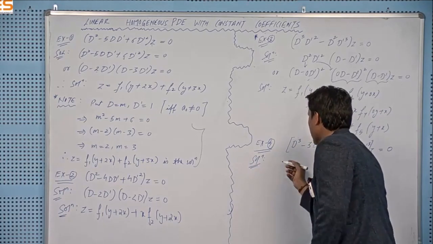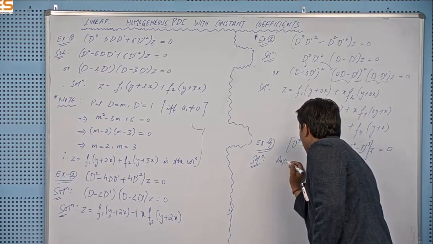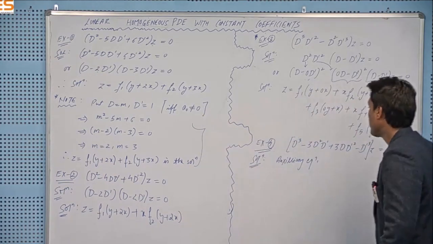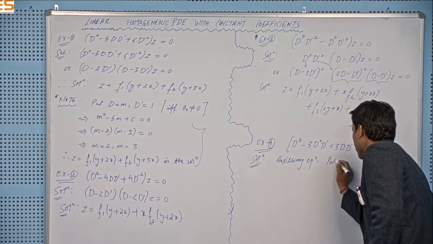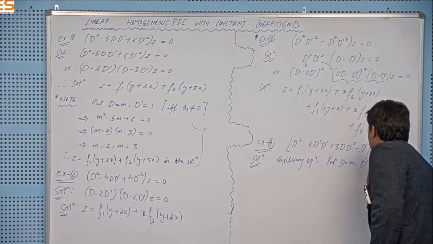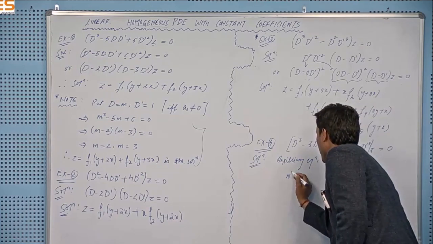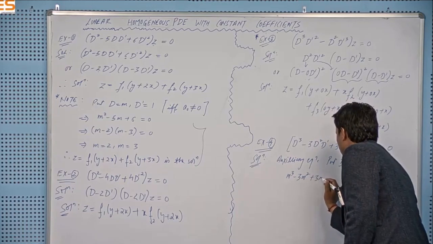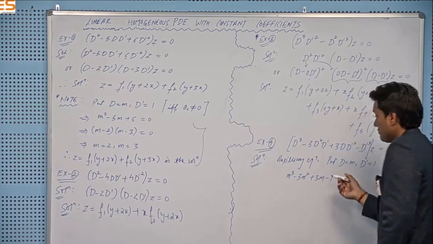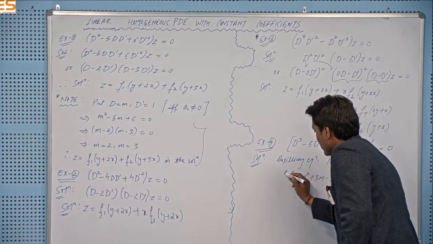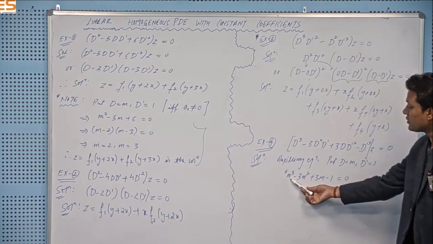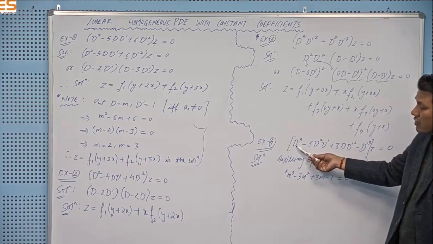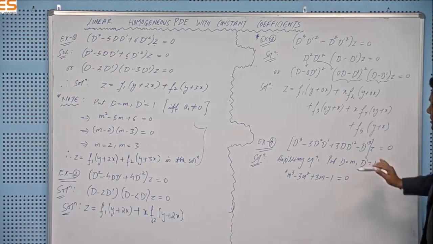So the auxiliary equation, or characteristic equation, this time I am using this method: d equal to m and d dash equal to 1. I get m cube minus 3m square plus 3m minus 1 equal to 0. And I'll put a star on this step. Notice this step. See the degree of the equation, m cube, and the original PDE was also of order 3. That's why this method is preferred in this example.